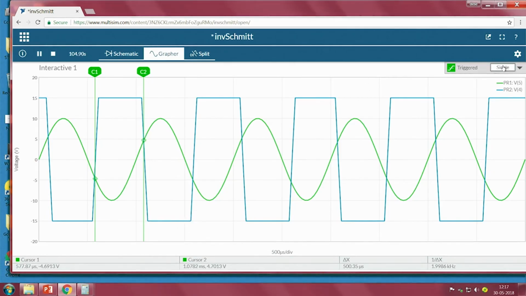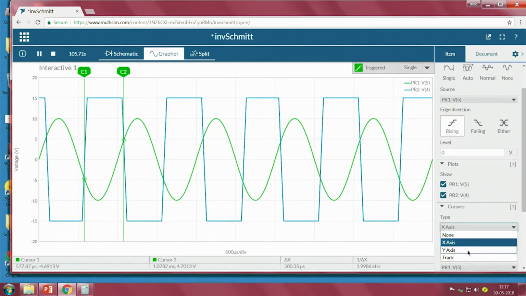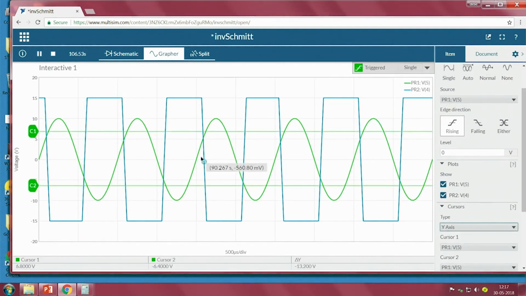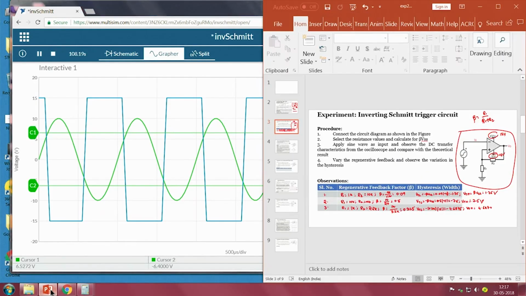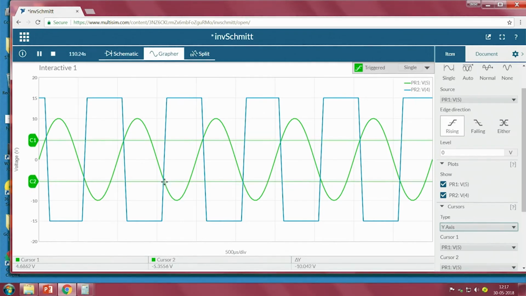I can see that when the input is higher than that higher threshold value, the output is minus VCC. So, I will put in the y-axis cursors, right, we can see the thresholds too, 4.6875, yes, 4.68 and minus 4.68.